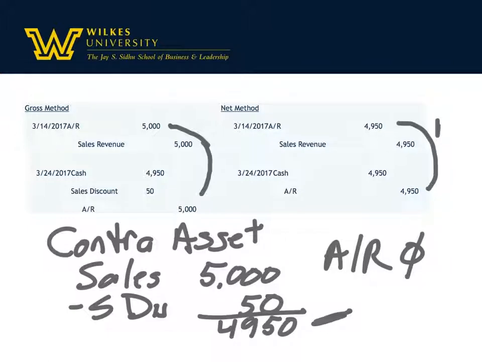The one method starts out assuming the discount's taken and gives you the smaller amount, and the other has to take into consideration the contra asset account. But both end up at $4,950. That's your net realizable value. It's the amount of cash that was realizable from the sale. It's the amount that's reported on the income statement, and it's the amount allowed by the IFRS and by GAAP.